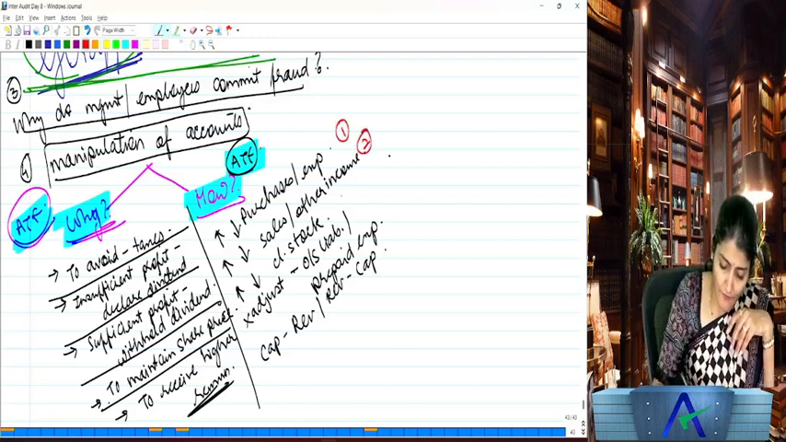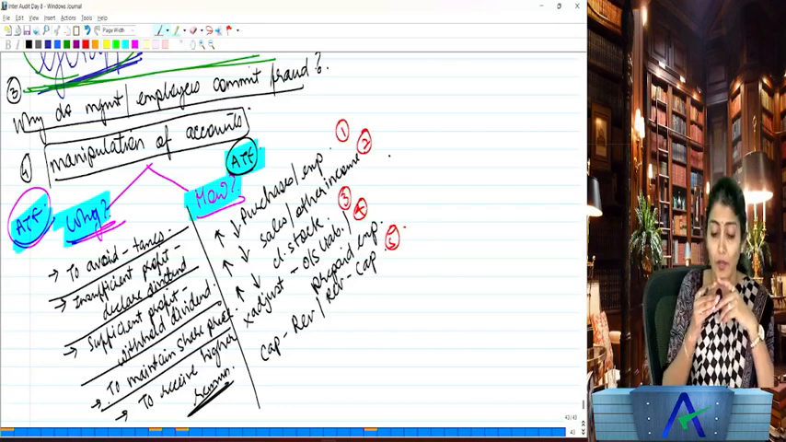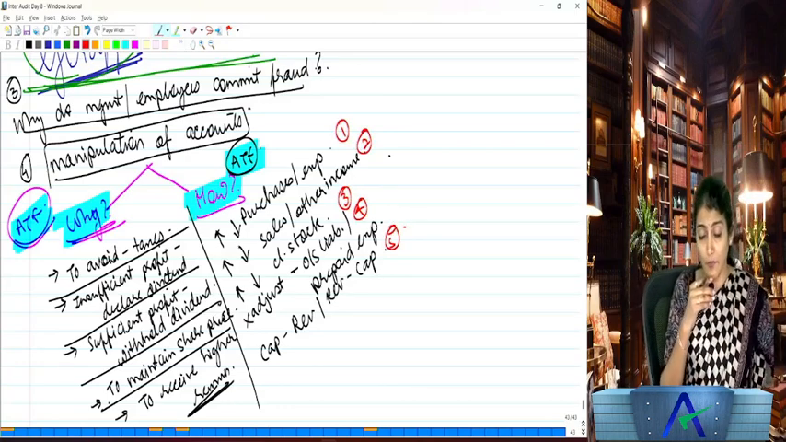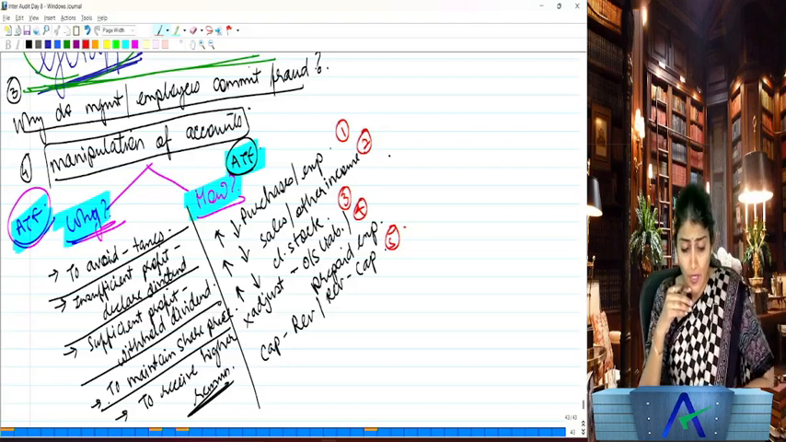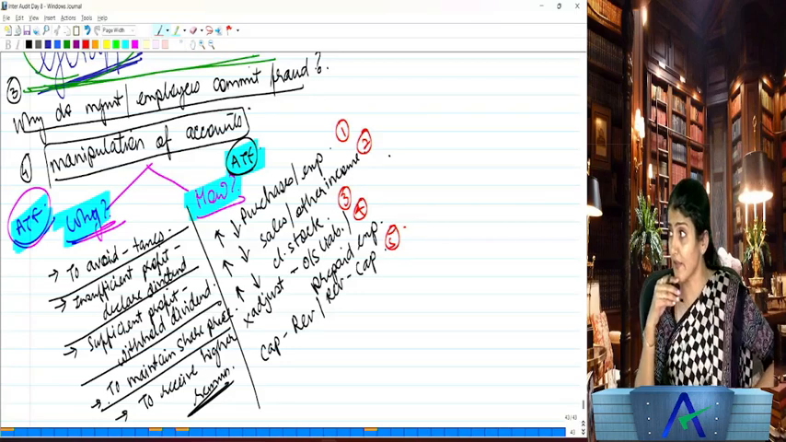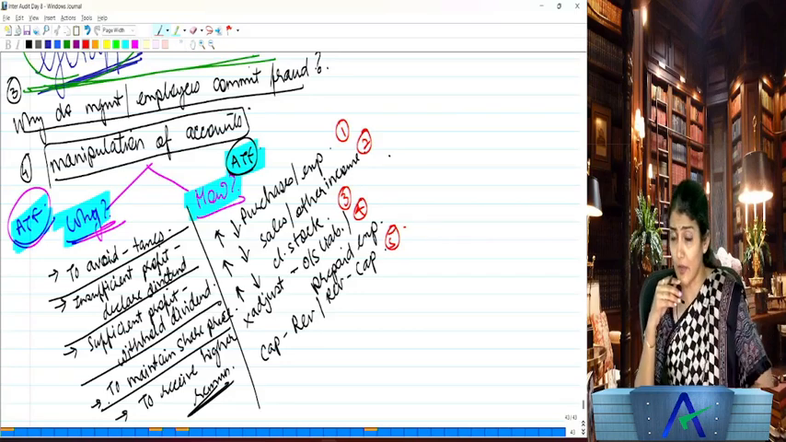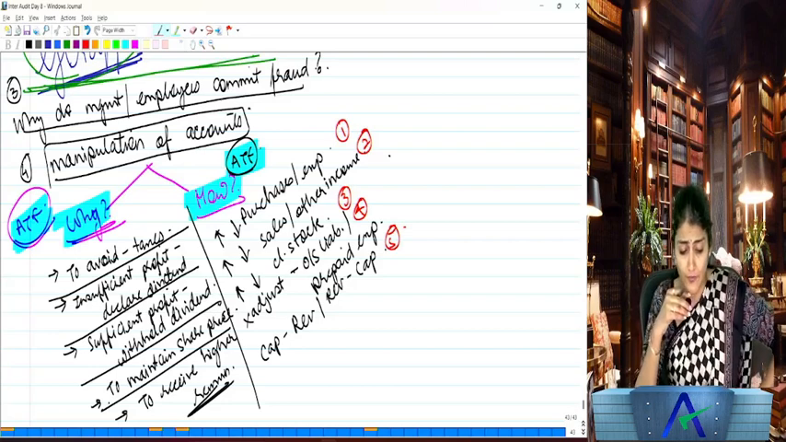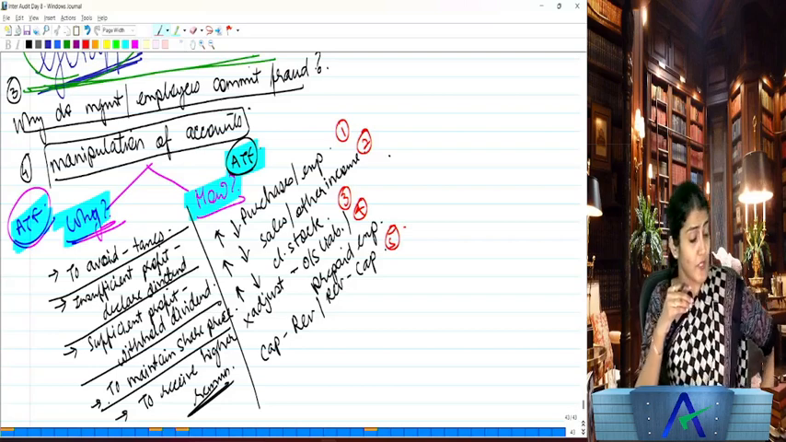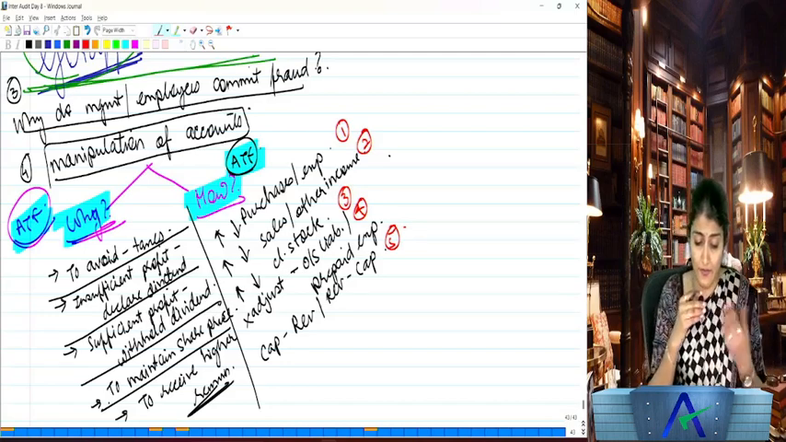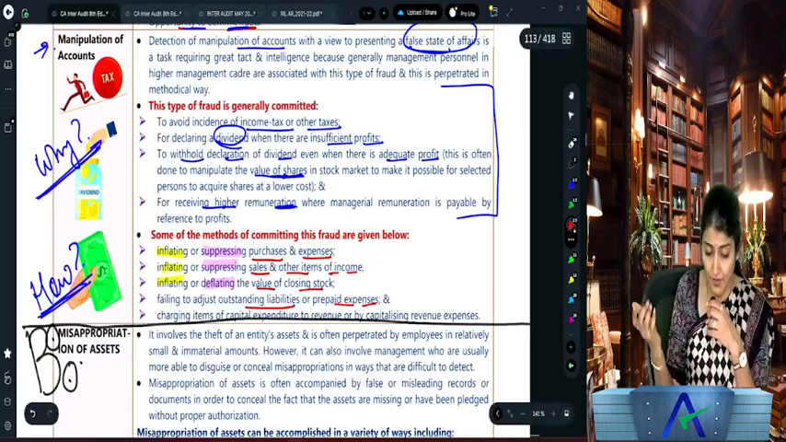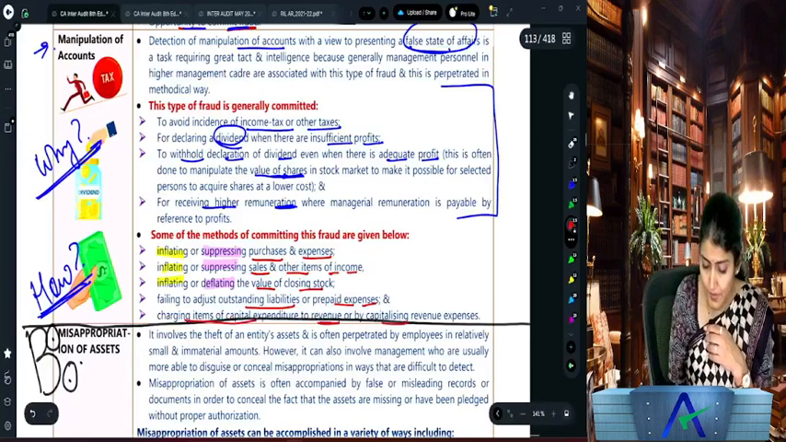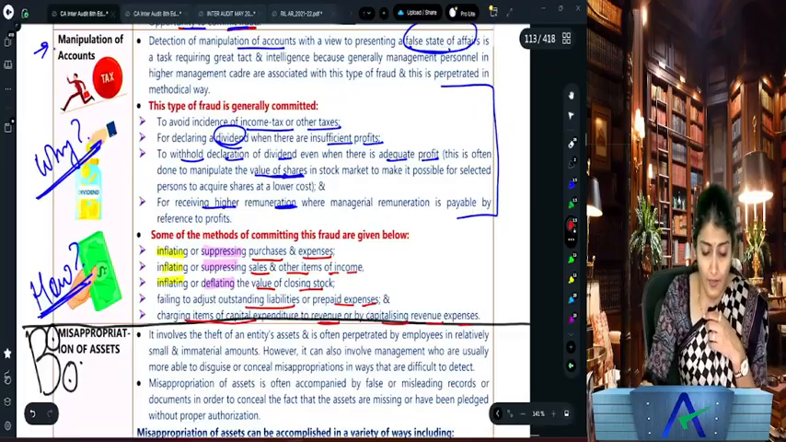So these are the five ways in which a company could manipulate the accounts. Either by inflating or suppressing the purchases, then by inflating or suppressing the sales or other items of income, then inflating or deflating the value of the stock, then not adjusting the outstanding liabilities or prepaid expenses, and then charging items of capital to revenue or capitalizing the revenue expenses.